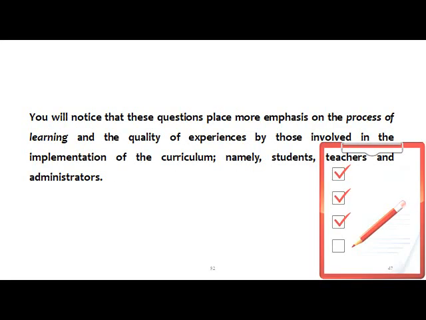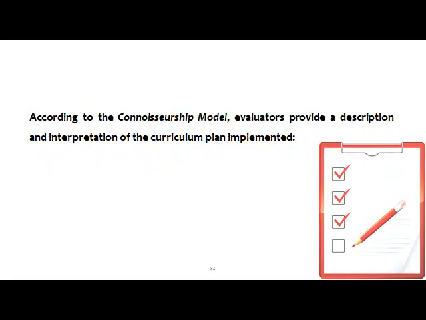You will notice that these questions place more emphasis on the process of learning and the quality of experiences by those involved in the implementation of the curriculum, namely, students, teachers and administrators. According to the connoisseurship model, evaluators provide a description and interpretation of the curriculum plan implemented.